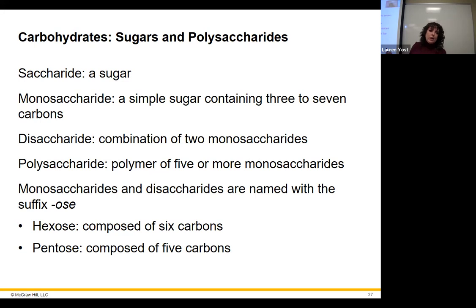So let's start with the carbohydrates. These are sugars and polysaccharides. Saccharide is sugar, so we'll start with that. Polysaccharide, you have a bunch of sugars linked together. So starch is a bunch of sugars linked together. So that would be an example of a carbohydrate.